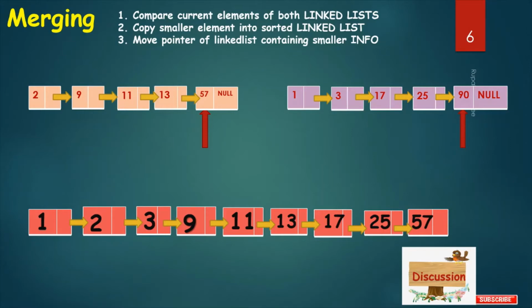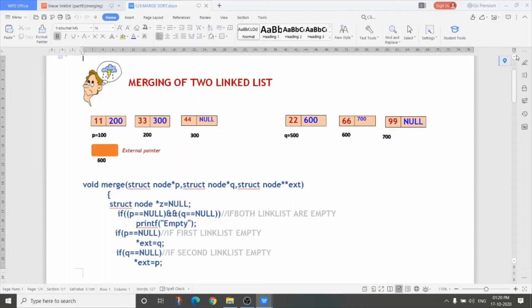The logic is, if I reach the end of any one of these linked lists, either the first linked list or the second linked list, then I have to copy all the remaining elements from the other list. Means if I reach the end of the first linked list, I have to copy all the remaining elements from the second linked list. If I reach the end of the second linked list, I have to copy all the remaining elements from the first linked list because the linked lists are individually sorted. So I have to copy 90. So in this way I can get a sorted merged linked list. Merging of two linked lists.